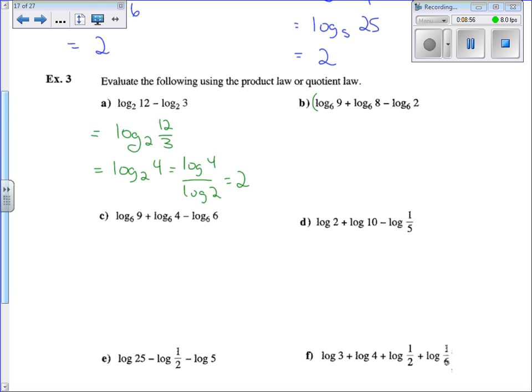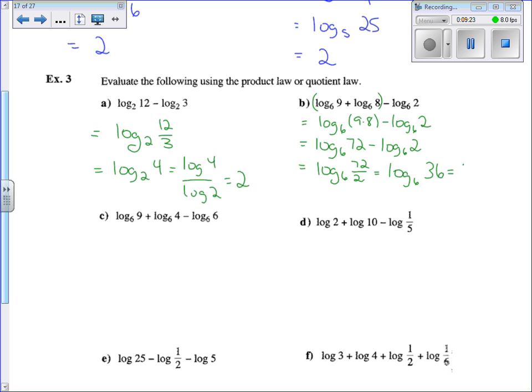For part B, we'll group the addition together and we'll get an expression for that. So we get log base 6 of 9 times 8 minus log base 6 of 2. So that's log base 6 of 72 minus log base 6 of 2. Log base 6 of 72 over 2. So that's log base 6 of 36. So log 36 divided by log 6 equals 2. I showed a lot more work there than you need to show. I'm just trying to show you where all the numbers are coming from.